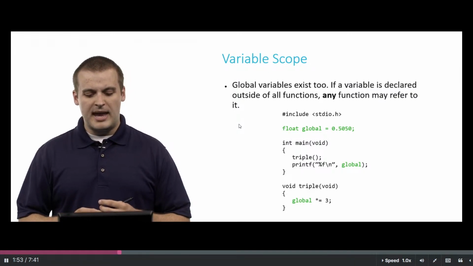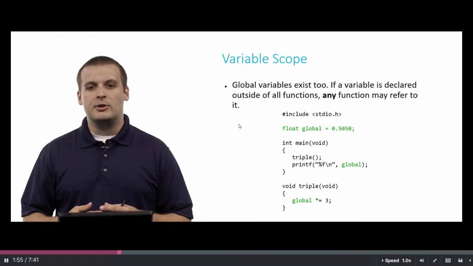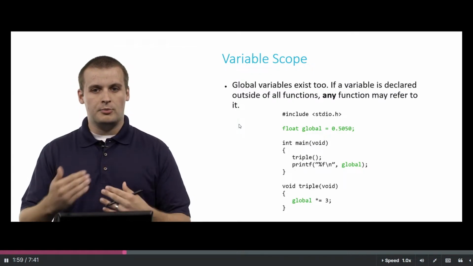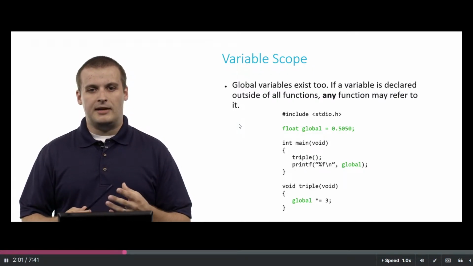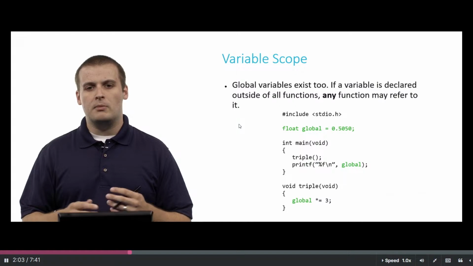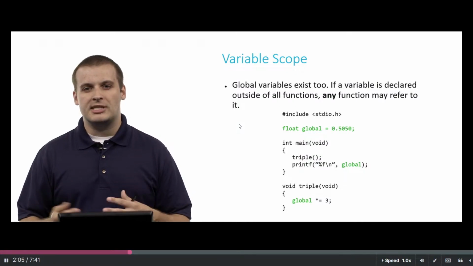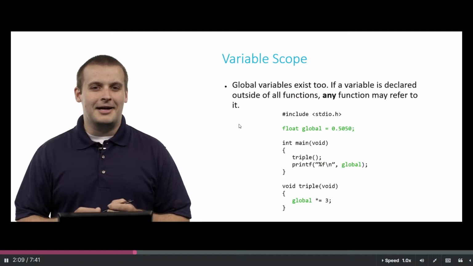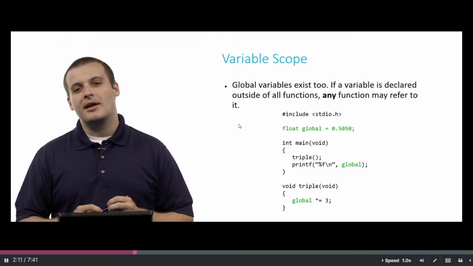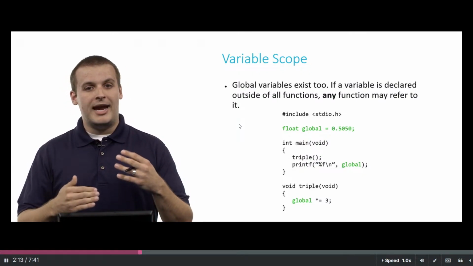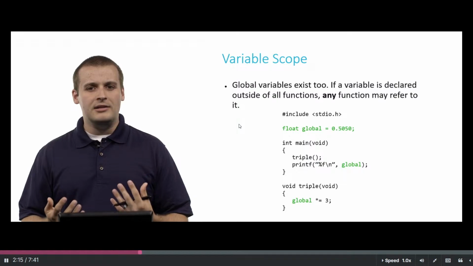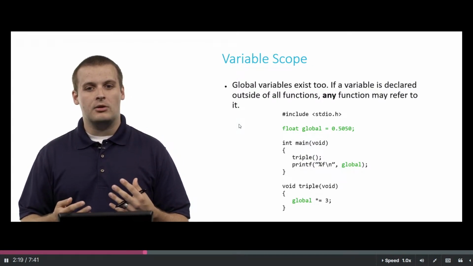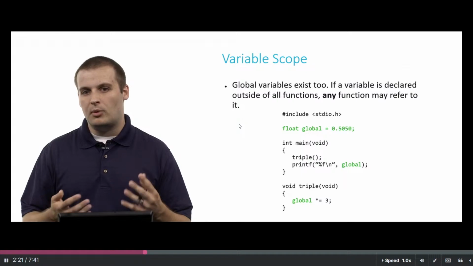You'll notice that in main and in triple, I am able to refer to global. And in fact, if I go through the program as indicated, main first calls triple, triple multiplies global by 3, which sets its value to 1.5 something, 1.51 or something like that. And then main also prints out the value of global. So main will not print out 0.5050, it will print out global times 3, 1.51.